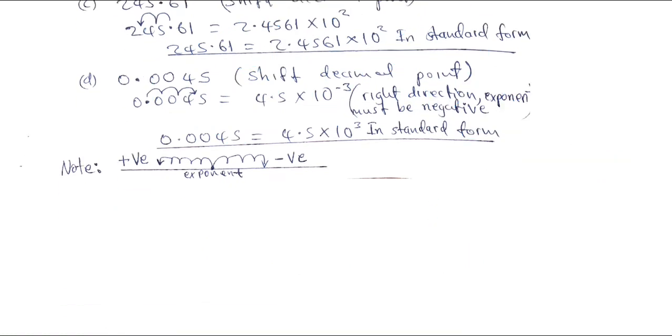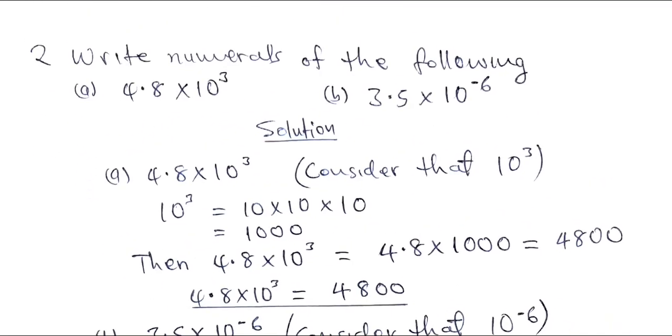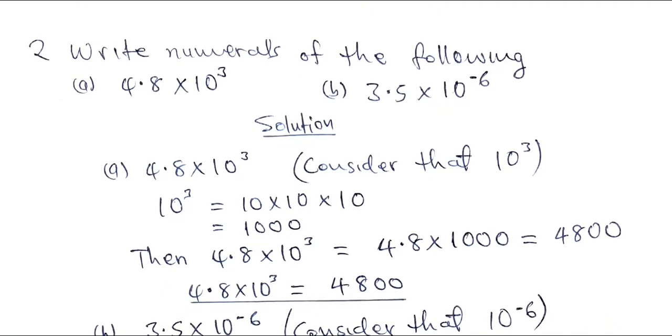Okay, take your notes. Like I said before, I think you understand about it. Let us shift. So now this one is question number 2. We need to write the following in numerals. Write numerals of each of the following. First one, this one. What is the numeral of this one? Okay.